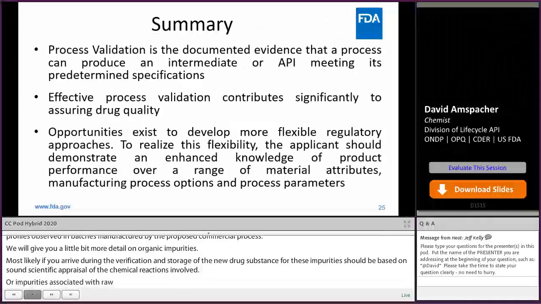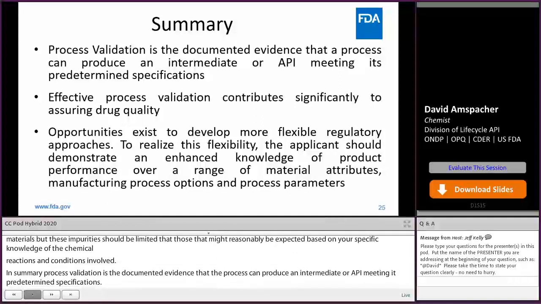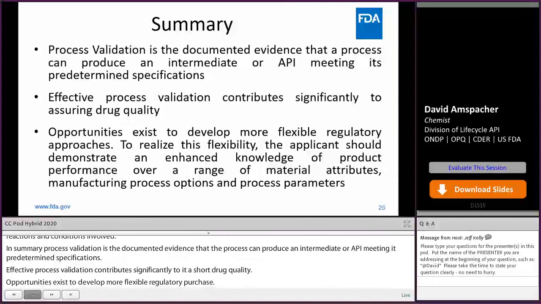In summary, process validation is the documented evidence that a process can produce an intermediate or API meeting its predetermined specifications. Effective process validation contributes significantly to assuring drug quality. There are opportunities to develop more flexible regulatory approaches. To realize this flexibility, you have to demonstrate an enhanced knowledge of product performance over a range of material attributes, manufacturing process options, and process parameters.